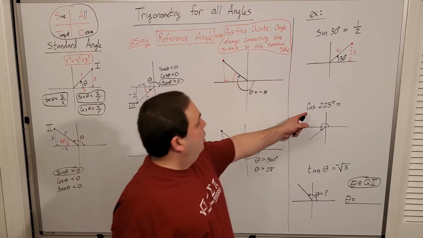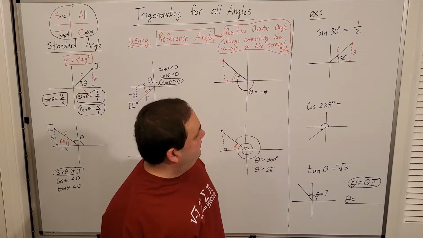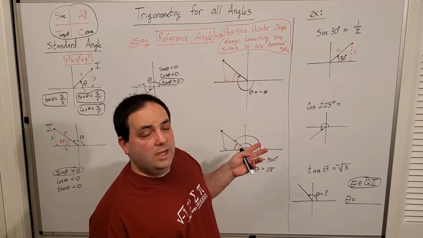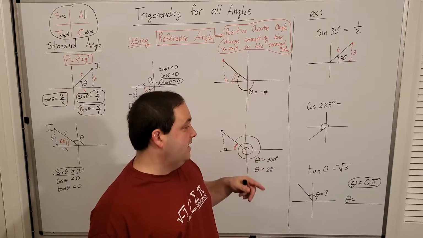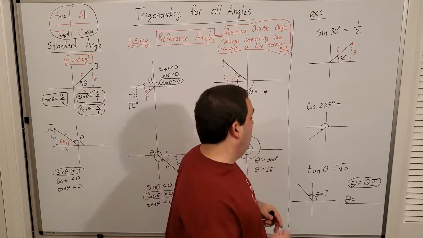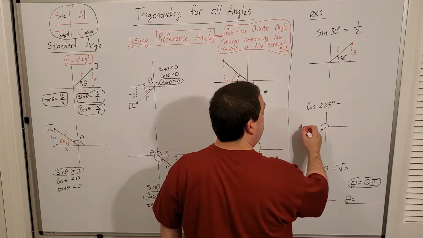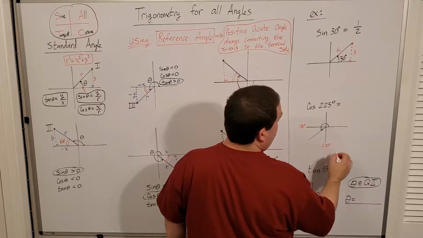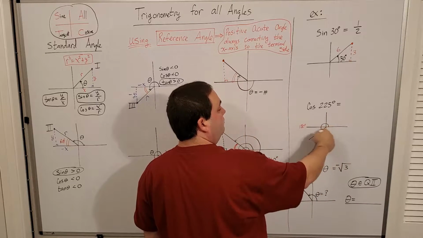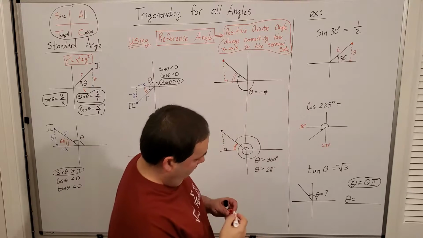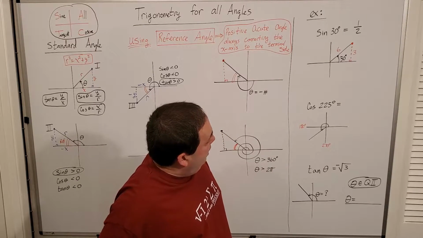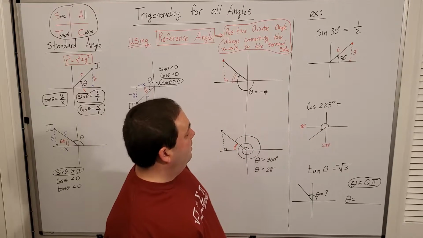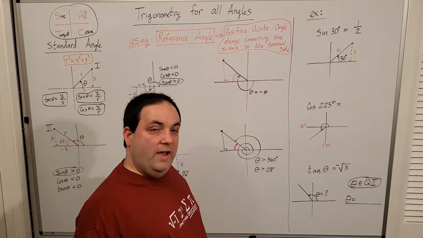Okay, cosine of 225. Well, first thing I notice is that 225 is bigger than 180 degrees, but less than 270. So 180 degrees, of course, being a half circle, and 270 degrees being 3/4 of a rotation. So I know that 225 is somewhere in quadrant 3.